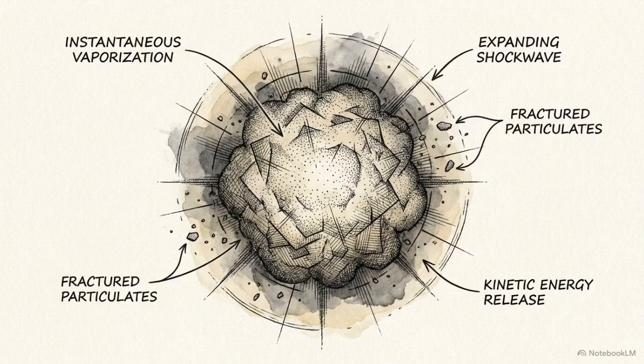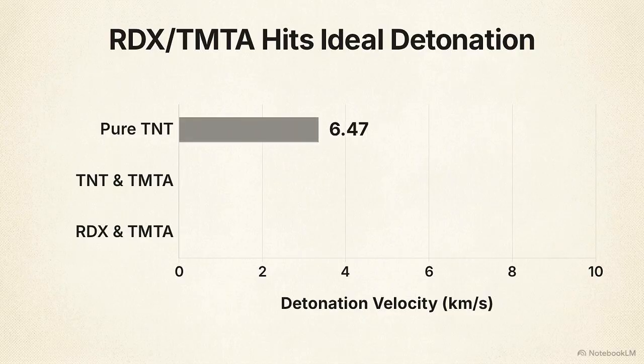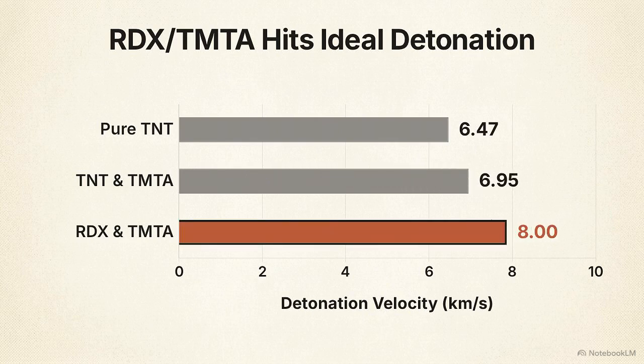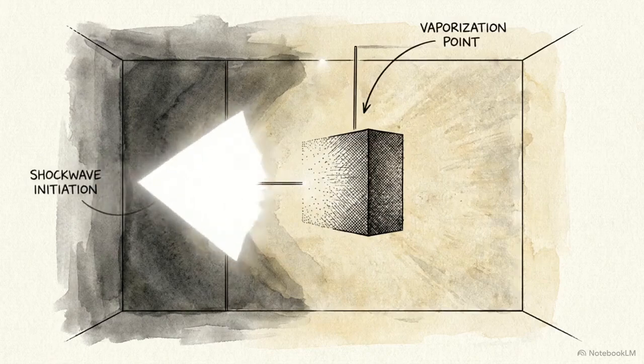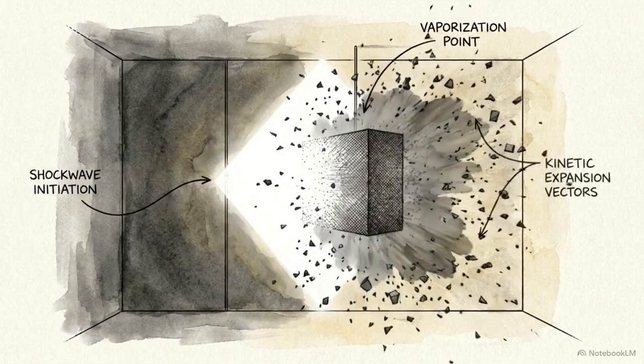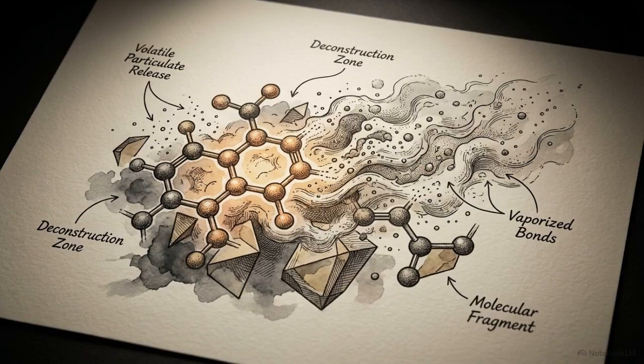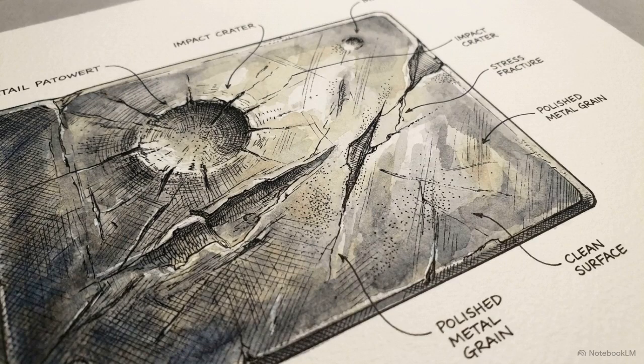The reason for this disappearance is found in the physical speed of the reaction, detonation velocity. Pure TNT detonates at 6.47 kilometers per second. The TNT and TMTA mixture reaches 6.95, while the RDX and TMTA matrix hits 8.00 kilometers per second. That 8.00 velocity indicates the reaction has moved toward ideal detonation conditions. In an ideal detonation, the fuel is almost entirely consumed by the reaction. The shockwave is so efficient that it vaporizes the chemical components. Because TMTA is highly volatile, it is consumed first. The amount of unreacted residue drops so low that it effectively vanishes from the site.